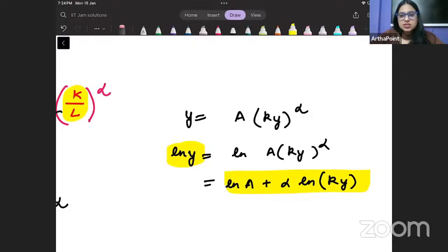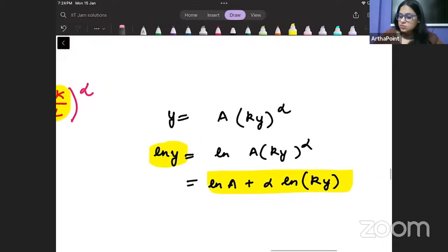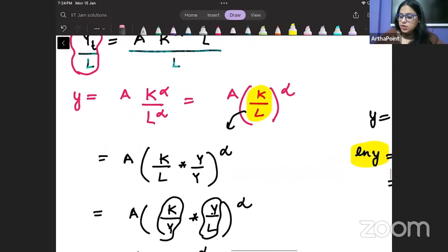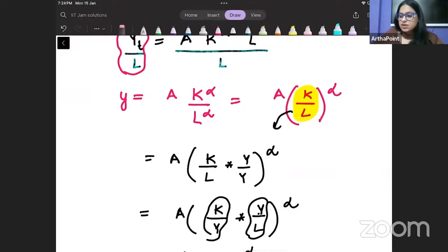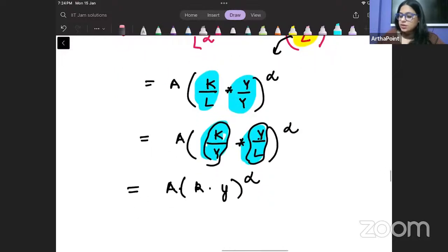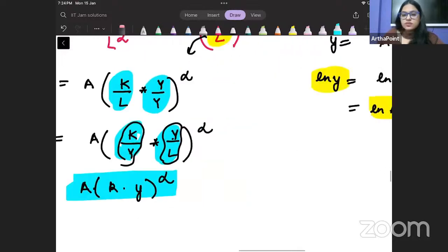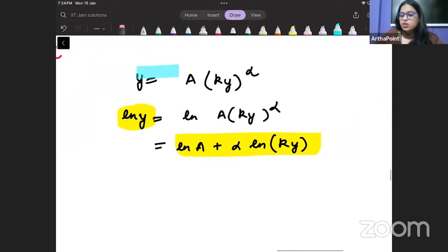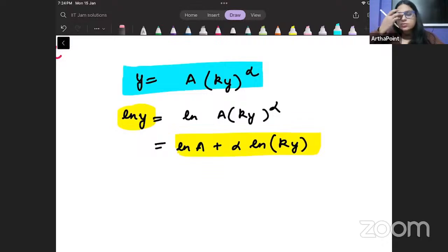Yes. This is what I've done. Yes, beta, you can do that. See here, this is what I've done here. You can initially only just multiply and divide with y. This part. So this becomes small k, this becomes small y. So you get a new production function which looks like this. Then you can just find the growth rate from this production function. Correct. You can do that, if this is what you're asking.